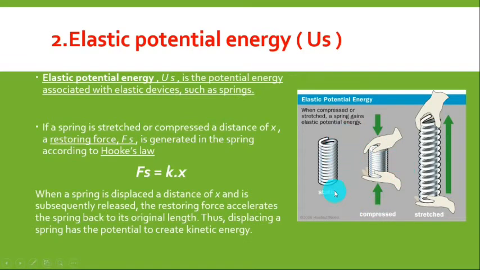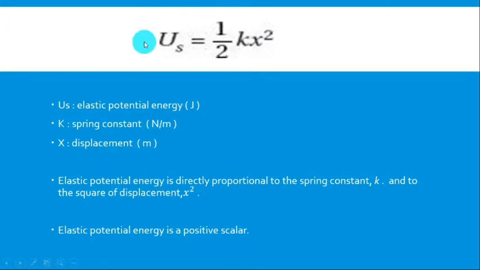So here at this moment, the spring has no elastic potential energy. When do we have elastic potential energy? When the spring is compressed or stretched. In these two cases, we have elastic potential energy. Okay? So to find elastic potential energy, we use this formula.